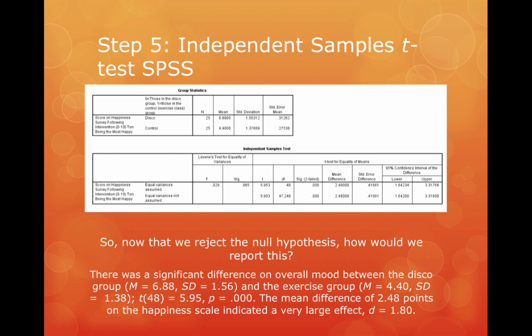Because we had significant differences, we have to follow up with that last sentence of the mean difference, and then state the effect size. So we have to calculate by hand Cohen's d, and then state how large or how small that effect size is.